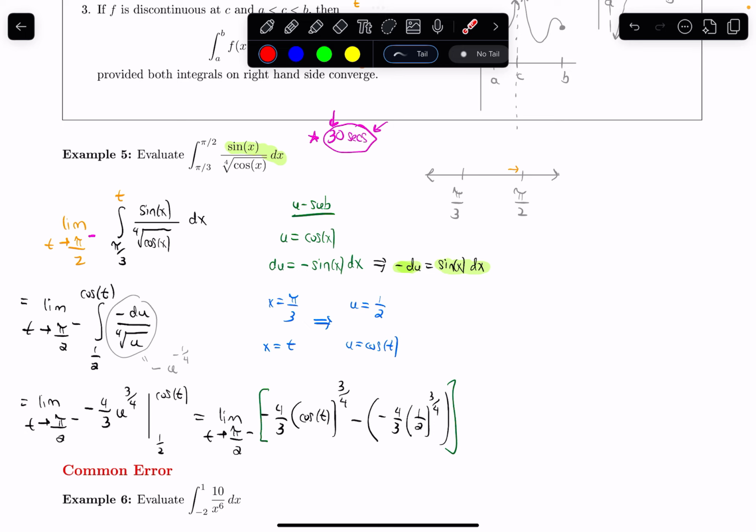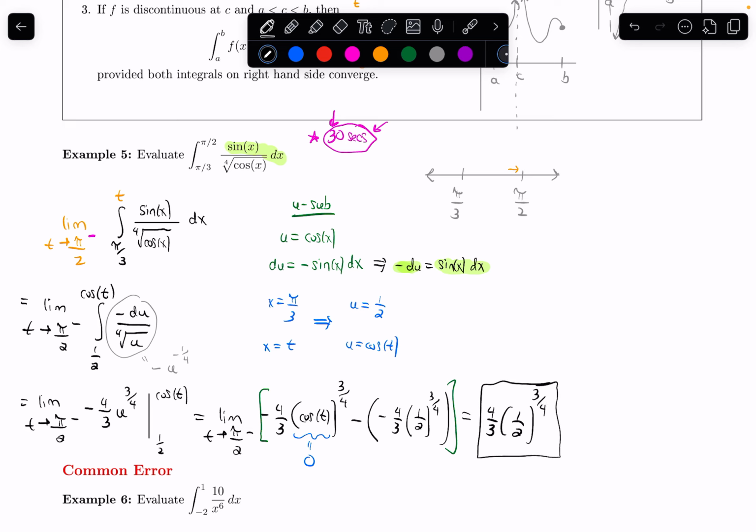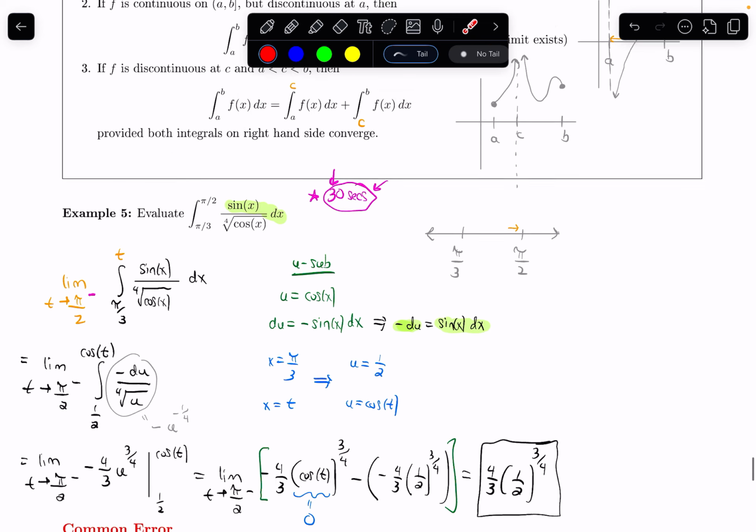The only part of this that has a t is this cosine t. Typically, the first thing that I do with a limit is I just try plugging this number, pi over 2, in. And I know cosine of pi over 2 is just 0. So when I plug it in, this part just becomes 0. That first part just goes away. And then I've got a double negative, which becomes a positive: 4/3 times 1/2 to the 3/4 power. And we've got it. So that is our answer.